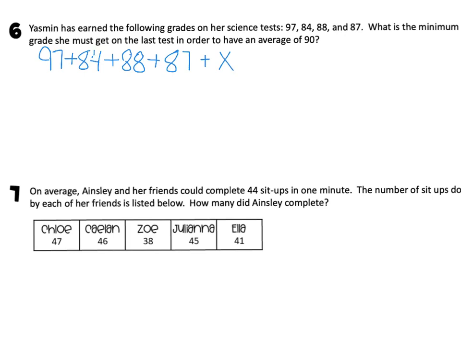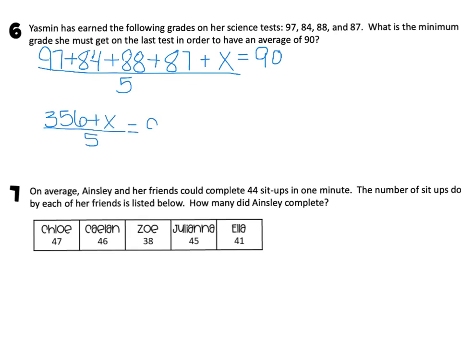And what do we always use when we don't know a number? We use x, and it's equal to 90. But before it's equal to 90, I have to divide that sum, right? I divide by the number of numbers that we have. Now we have 5. We only have 4 that we know, but when we do know the last one, we'll have 5. So the next thing I'm going to do is to combine all my like terms in my numerator, and I get 356 plus x over 5 equals 90.